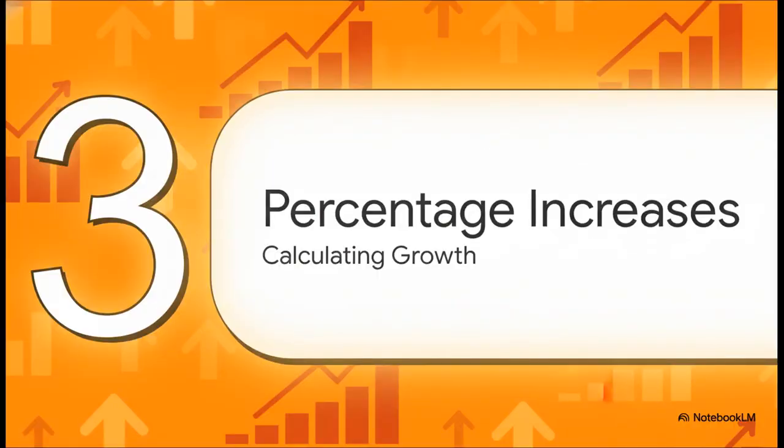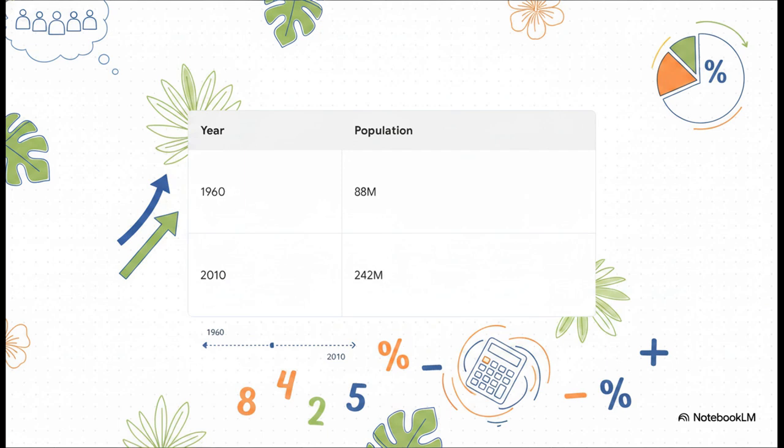Which brings us to Section 3, calculating percentage increases. Let's actually put that golden rule to the test with some real-world data. Back in 1960, the population of Indonesia was 88 million. Fast forward to 2010, and it hit 242 million. So step 1, we find our absolute change. 242 minus 88 means an increase of 154 million people.